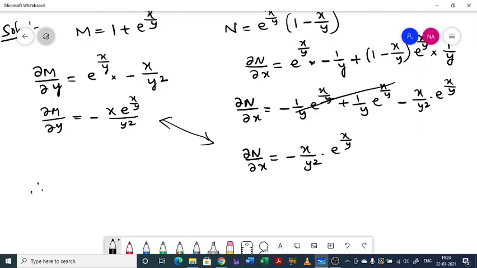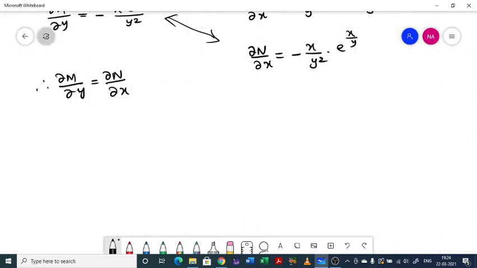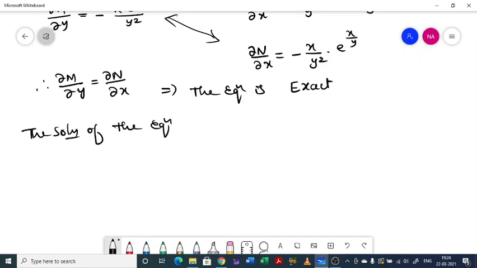Therefore ∂M/∂y equal to ∂N/∂x. So the equation is exact, and then we can write the solution directly. The solution of the equation is integral M dx, M meaning 1 plus e power x by y, dx, plus integral of N terms of y only, which is 0, into dy equal to c.